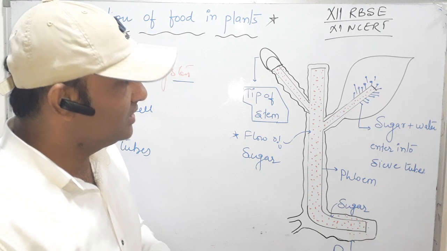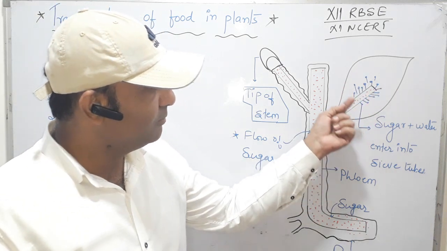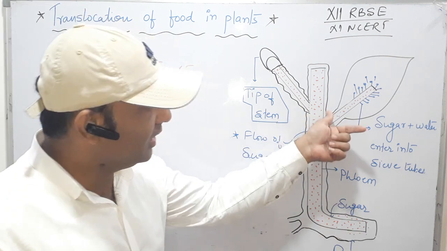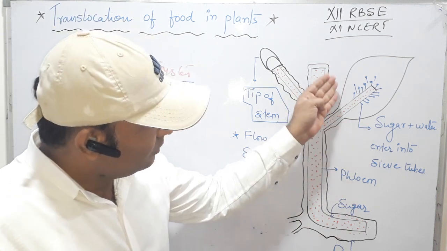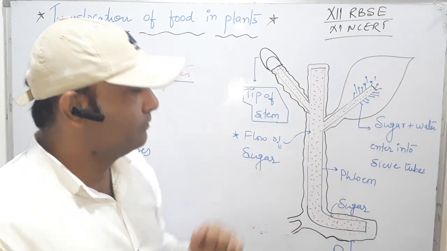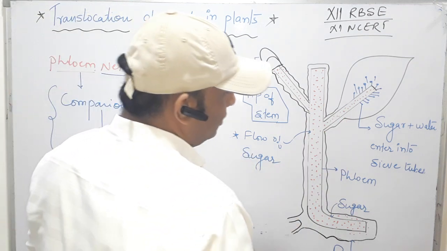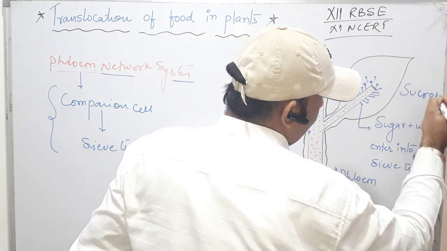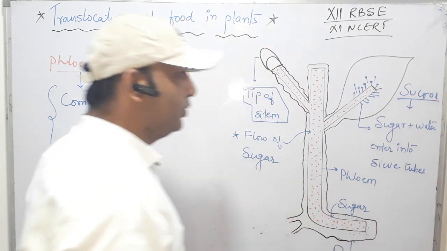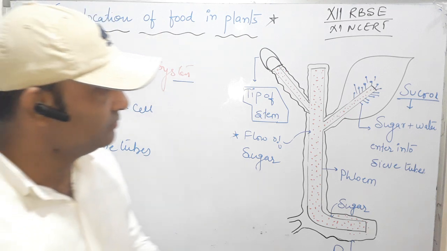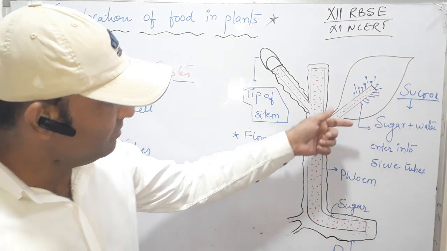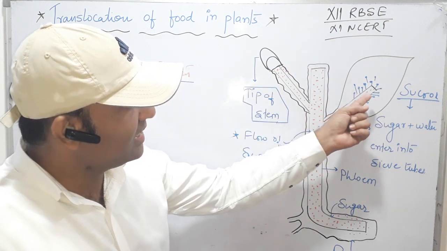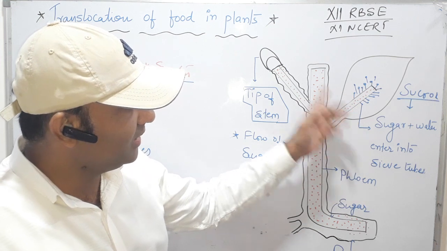So in the process, first of all, the leaf mesophyll cell produces glucose by the process of photosynthesis. Now in the next step, the glucose is converted into sucrose in the mesophyll cell. Due to this sucrose formation, the osmotic balance changes in the mesophyll cell, and then the sucrose is loaded into the companion cell. Here that is the loading of sucrose into the companion cell.